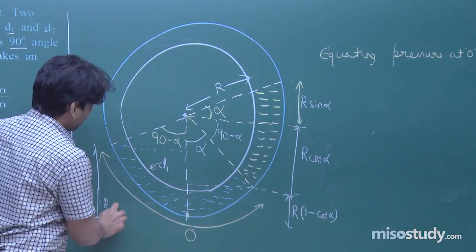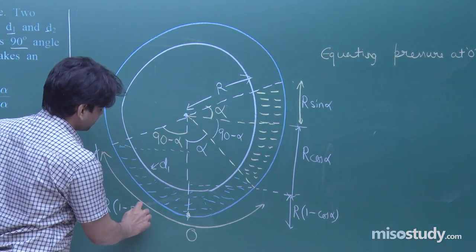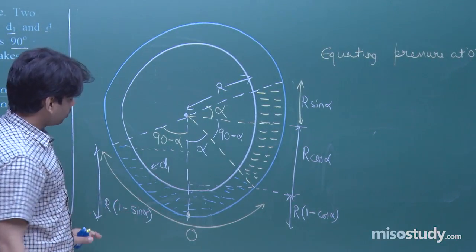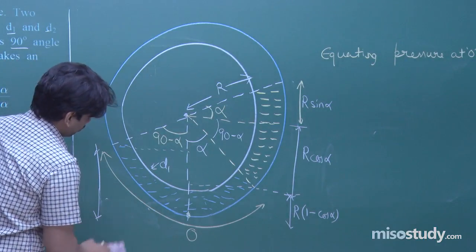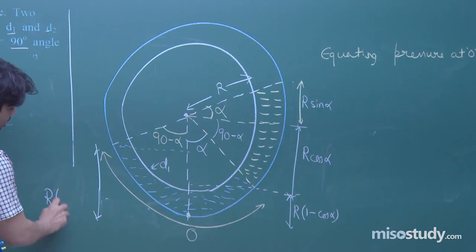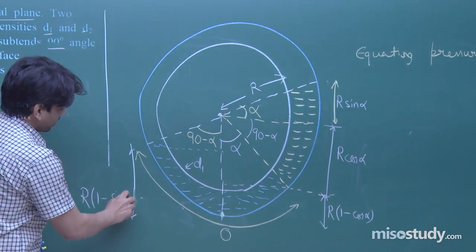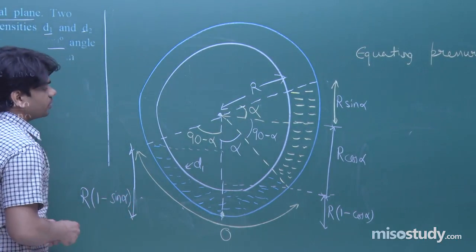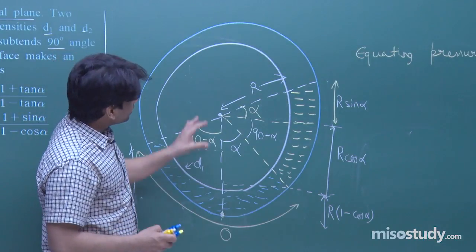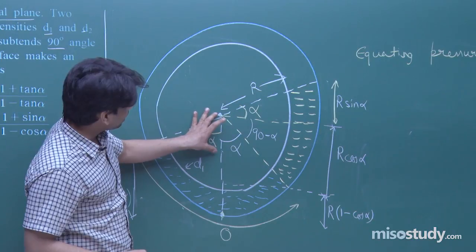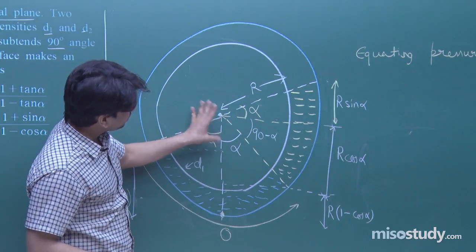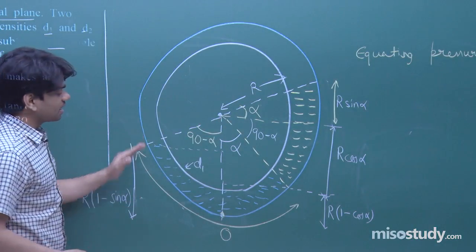It will come out to be R(1 − sin α). Hope that how we have reached this height is clear to you all. R(1 − sin α). This should be clear, because this height will be R cos(90 − α), that will be R sin α. So R sin α, you remove from R sin α, so you will get R(1 − sin α) as this height.